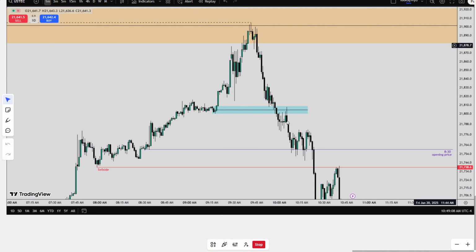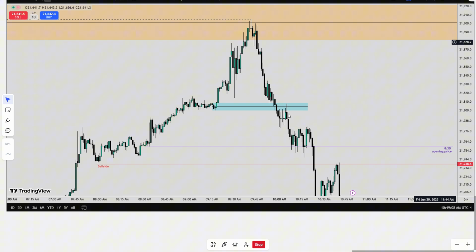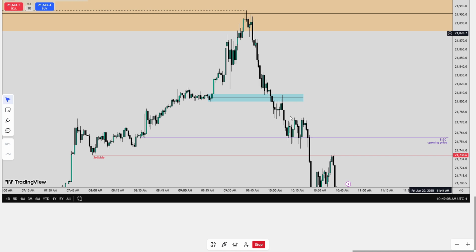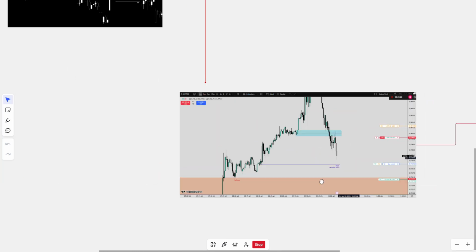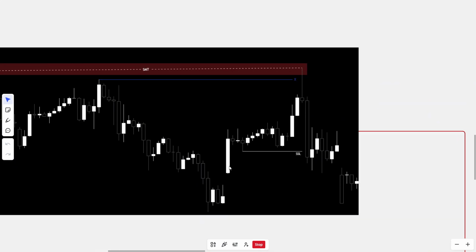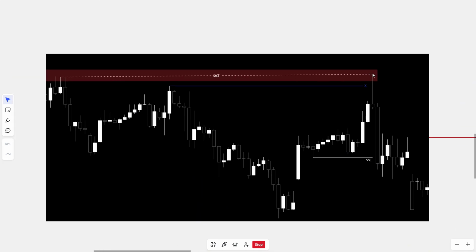As you can see, we don't fill up this fair value gap all the way. We leave the upper half untapped. As you guys can see, price just tanks to the downside. Completing what? Completing this move that we anticipated from the 9 AM candle.